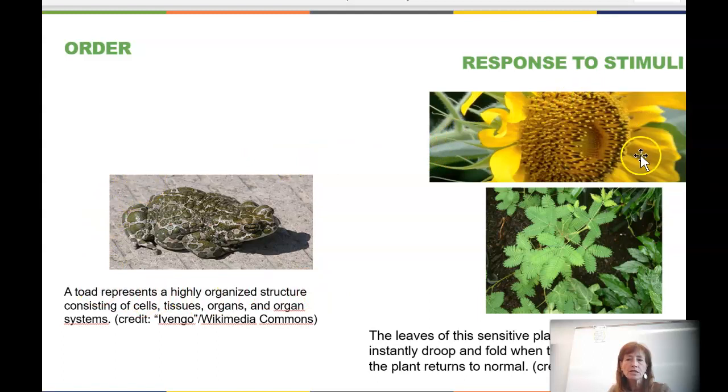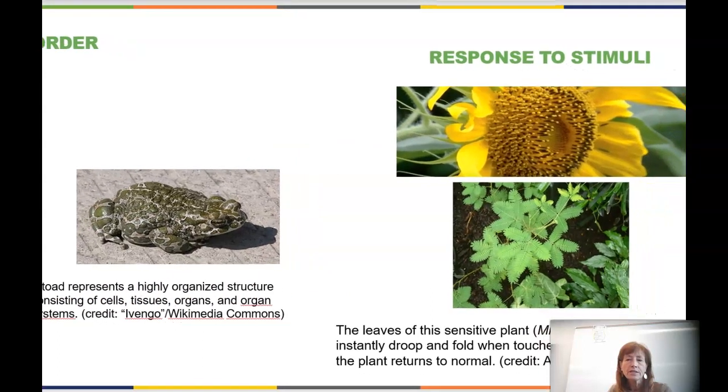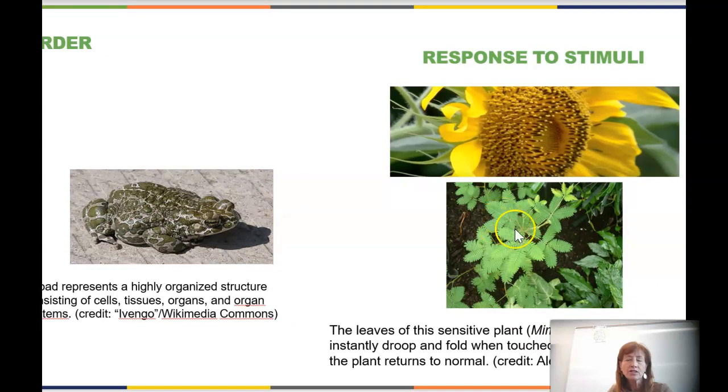And then response to stimuli. I'm going to move this over just a little bit so you can see. Basically, the response to stimuli has to do with how, in this case, plants respond to light, or this other plant called mimosa, which is very sensitive to touch, and will droop when it's touched and then go back to normal. So response is very important to all living things.